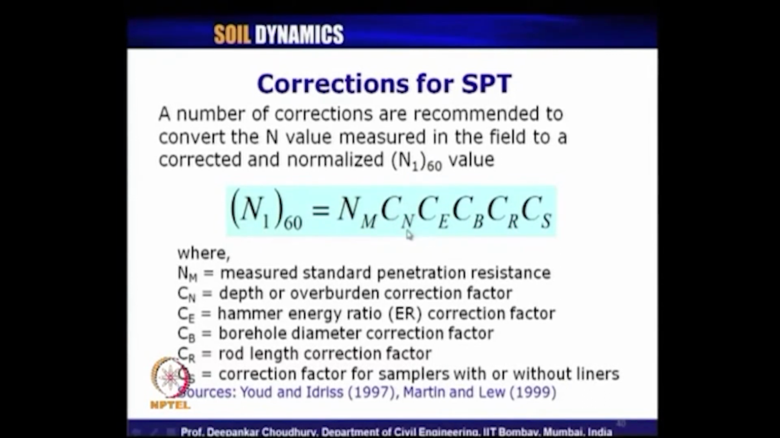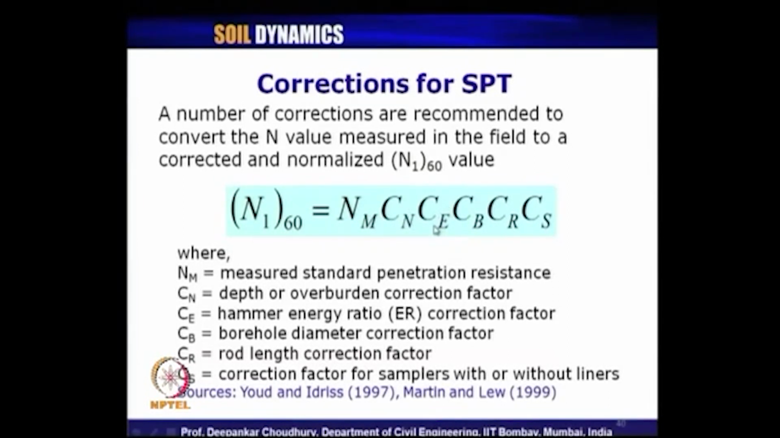Cn overburden correction is required because, as we go deeper and deeper in the soil strata, the overburden stress increases. Obviously, more penetration blows will be required for the same soil, but that is not indicative of the strength of the soil, it is because of the overburden. So, that is why it has to be standardized with respect to a standard value of overburden pressure, and that is why this correction Cn is required.